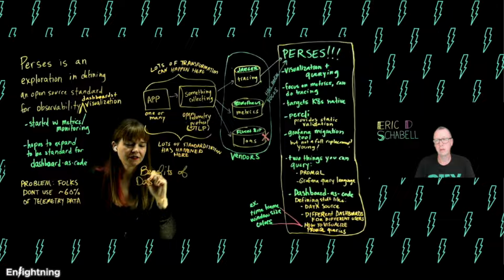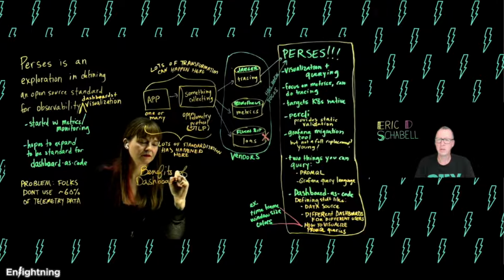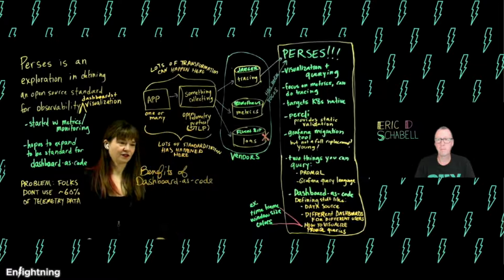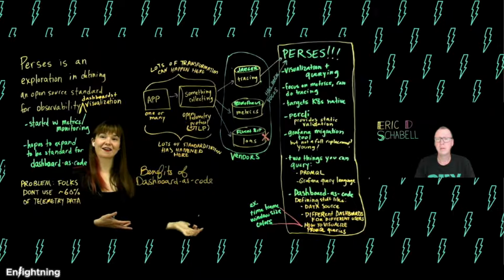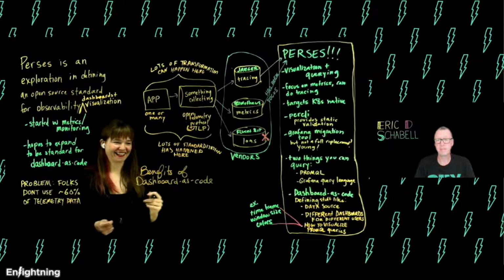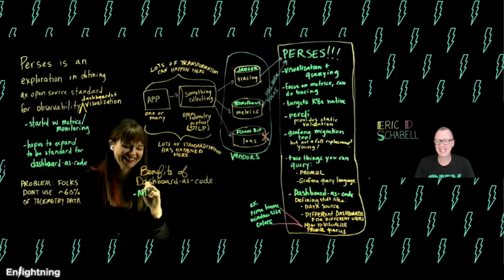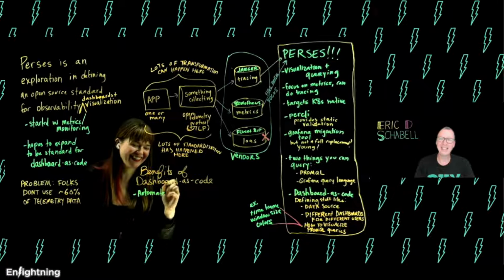Dashboard as code. So we can automate. Right. Yeah. Less people, less mistakes. Right? Yes. Or is that not how we want to frame it?